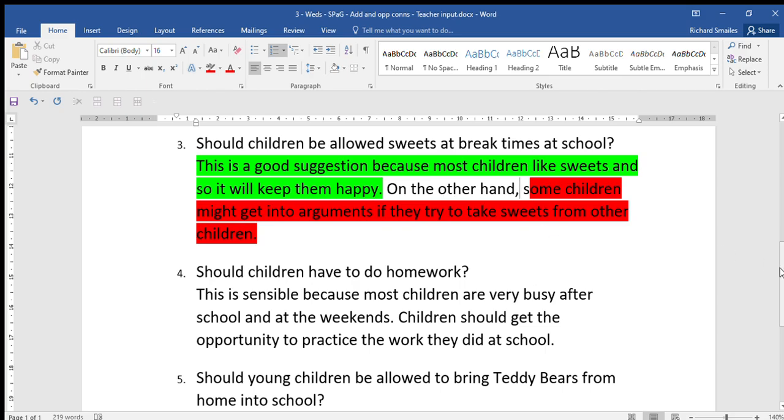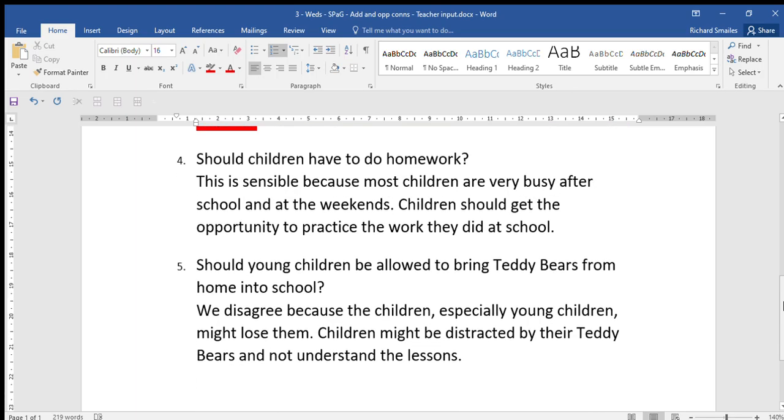Let's have a look at the next example. Should children have to do homework? Oh gosh, this is definitely a good question. So, should children have to do homework? First of all, what's going on? Remember, you can usually tell in the first three or four or five words what the sentence is going to be saying. So this is sensible.